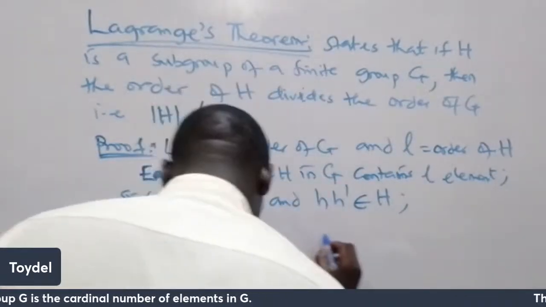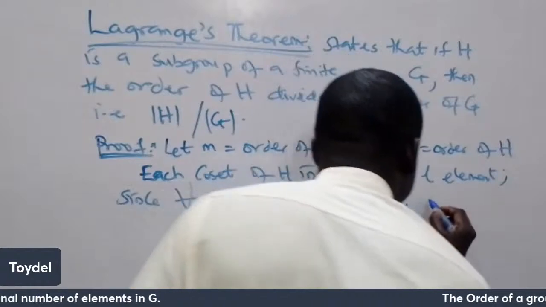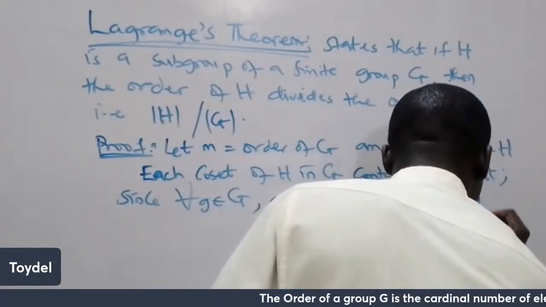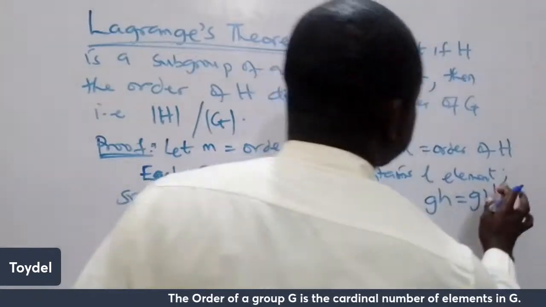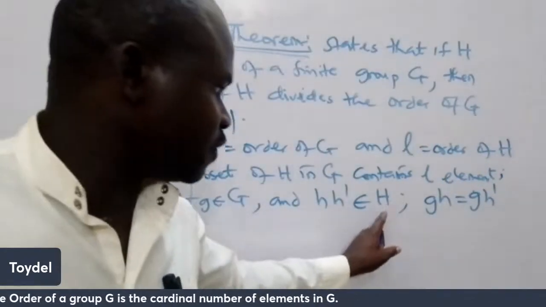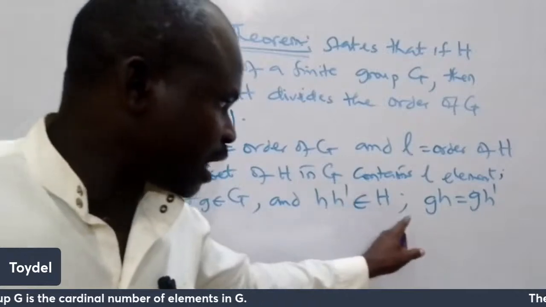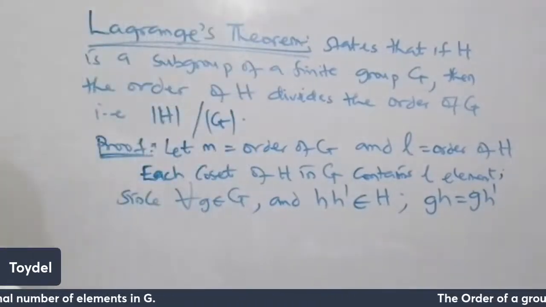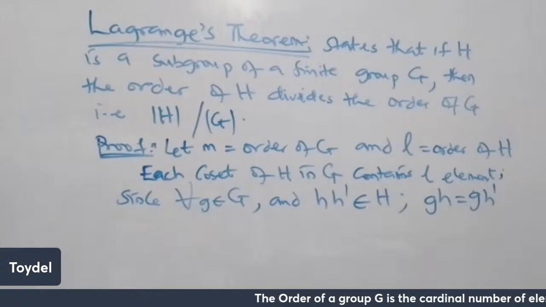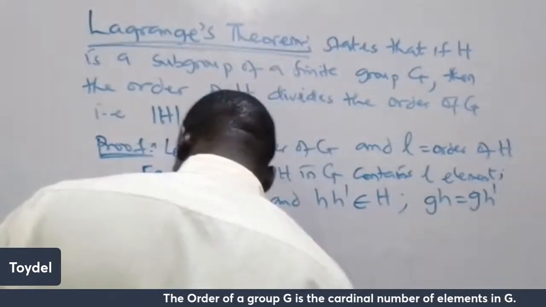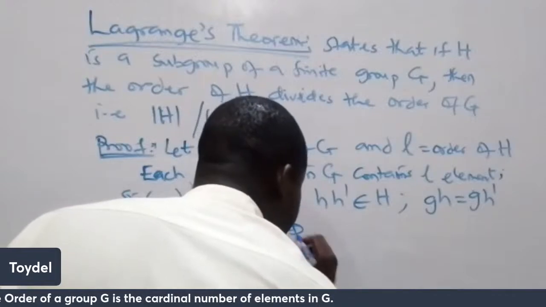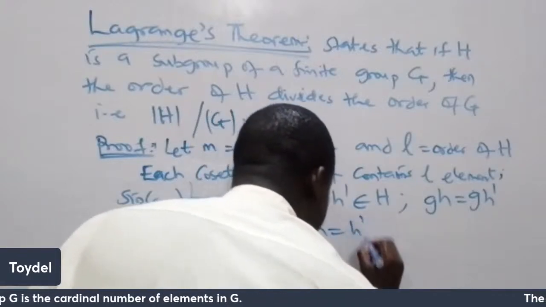We can have gh equal to gh prime. That is, h is an element of the subgroup, and h prime is also an element of the subgroup. So it is possible to get that. And if you can have that, we are going to use the law of cancellation. This implies that h is equal to h prime.